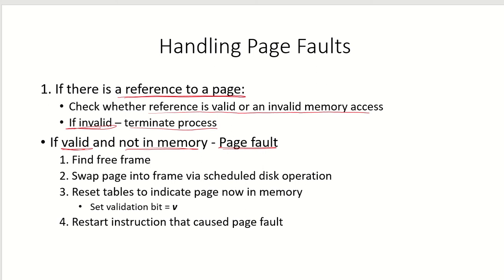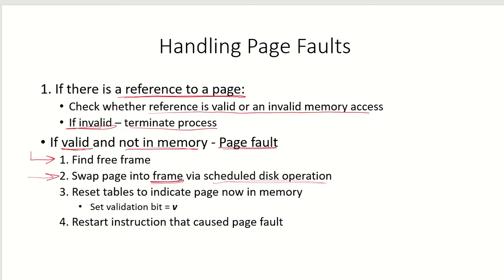Now the operating system will be sent a trap signal. What the operating system has to do now is to find a free frame in the main memory. It has to swap the required page into that free frame via a scheduled disk operation.